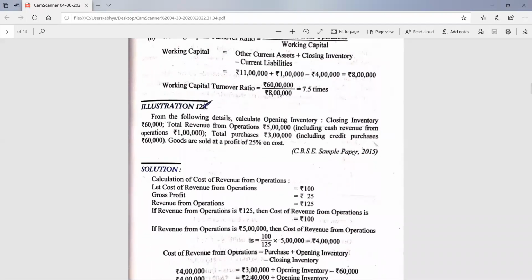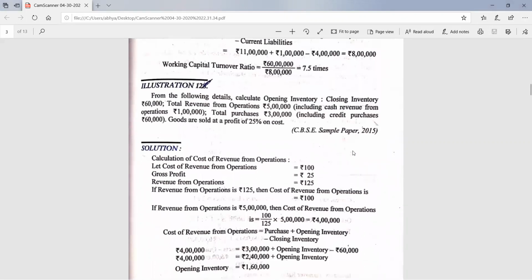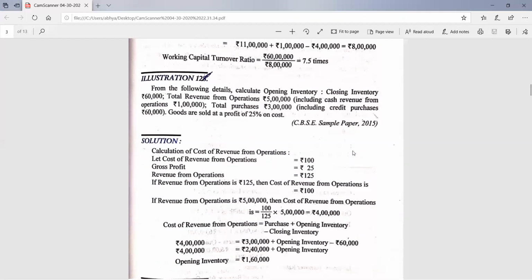Next, from the following details, calculate opening inventory. And this question has come in board exam previously. So closing inventory is already given, 60,000, and we have to find out opening inventory. Okay. So total RFO is given. So here we have to first find out the inventory turnover ratio. So total revenue is given.